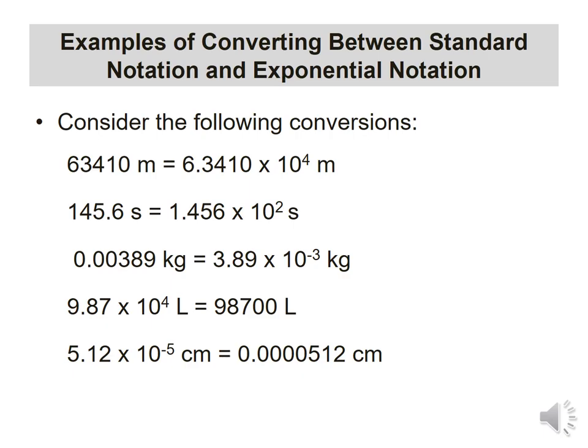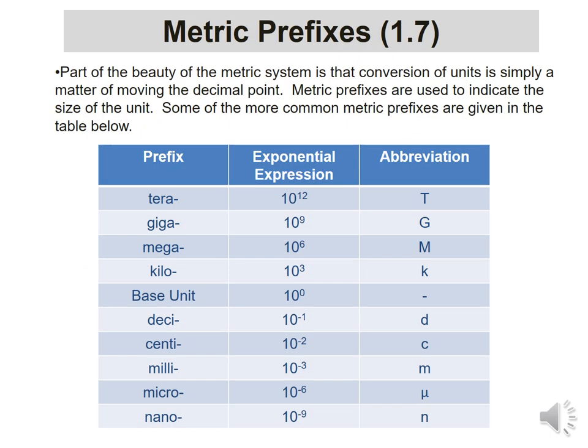And on this side, 5.12 times 10 to the minus 5, I have to move it 5 places. And the question is, which way do I move it? Well, since it's a minus sign, I move it backwards, to the left. And it's going to go from being a 5.12 here to a 1, 2, 3, 4, 5 over on that side. And so it's a matter of being able to move those decimal places around.